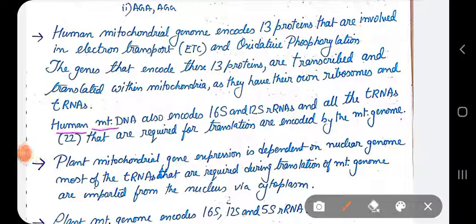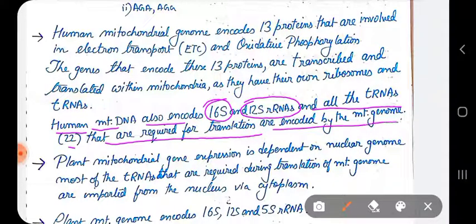Human mitochondrial DNA also encodes the 16S and 12S rRNA, and all the tRNA which are required for translation are encoded by the mitochondrial genome. So if you see the human mitochondrial DNA, it encodes all the tRNA. It also encodes the rRNA, which is your 16S and 12S rRNA, that are required for the translation process.